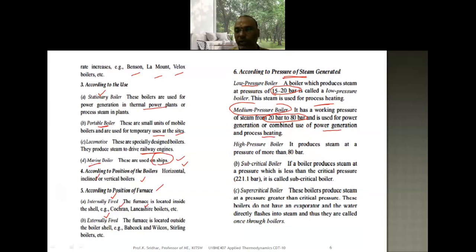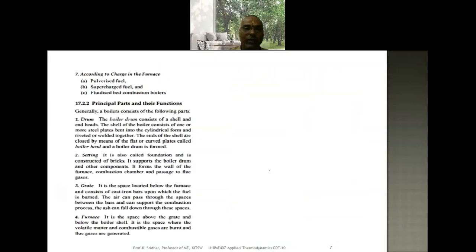And the higher pressure boilers operate at more than 80 bar pressure. Subcritical boilers operate at less than the critical pressure of the steam, that is 221.2 bar, so they are known as subcritical. Supercritical means over and above this 221.2 bar, then it is known as supercritical boilers. According to the charge in the furnace, there are pulverized fuel, supercharged fuel, or fluidized bed combustion boilers, known as FBC. So, fluidized bed combustion boilers.